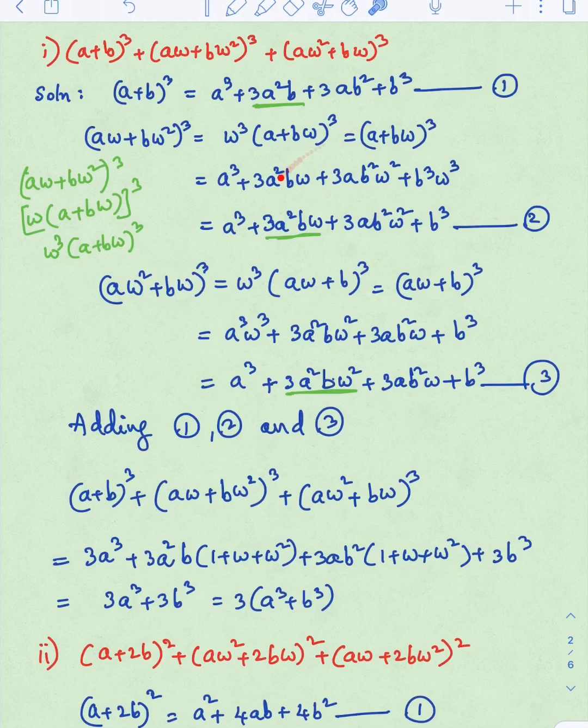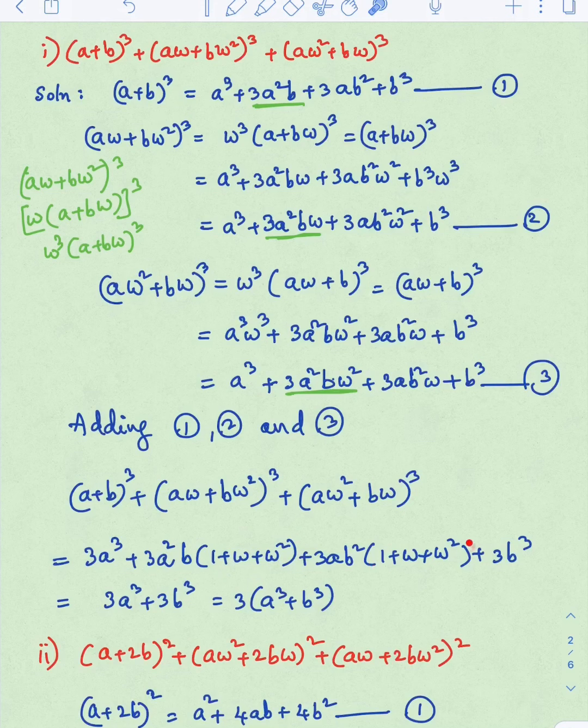In the same way, when you take 3ab square common, here 1, and in the second equation omega square, and in the third equation omega. In order we are writing 1 plus omega plus omega square. And the last terms are b cubes. There are 3, so 3b cube.